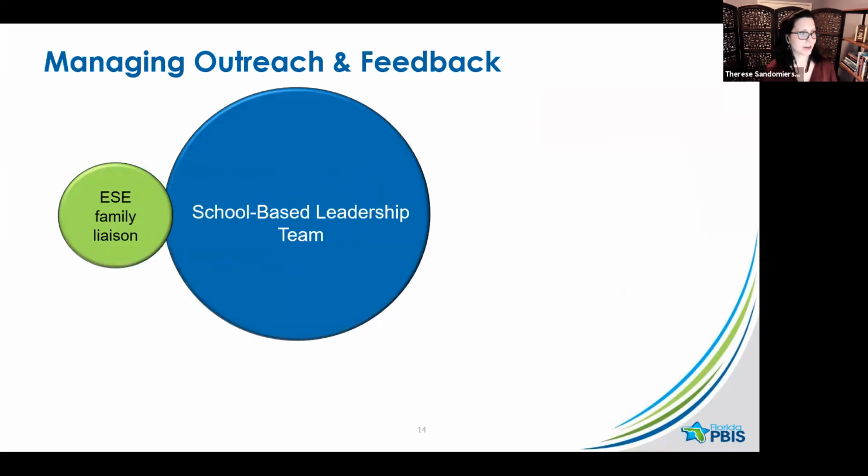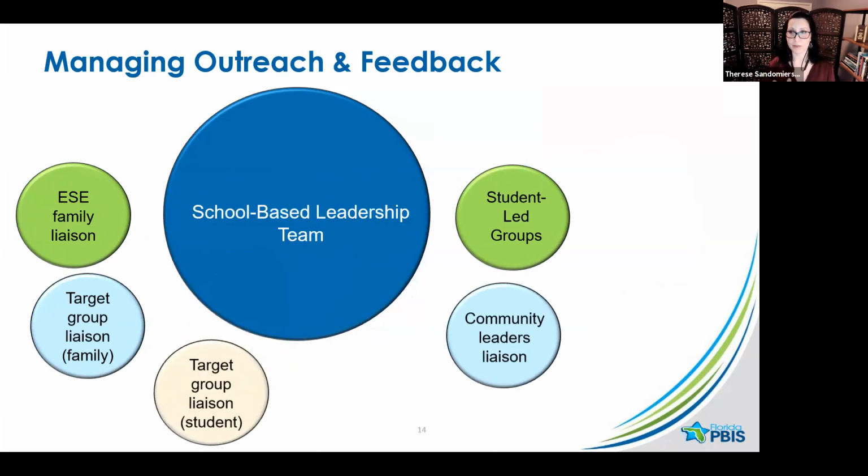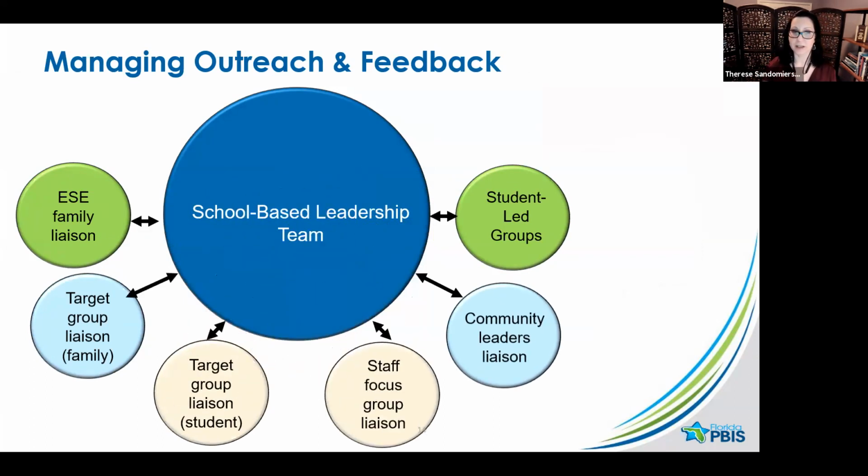So managing outreach and feedback can be a bit of a challenge for the Tier 1 PBIS team or for the equity team at your school. And so you want to think about how you can best use not just your team members, but also maybe satellite team members to help you collect information, do the outreach, synthesize the information so that the team can make decisions based on the feedback of stakeholders.